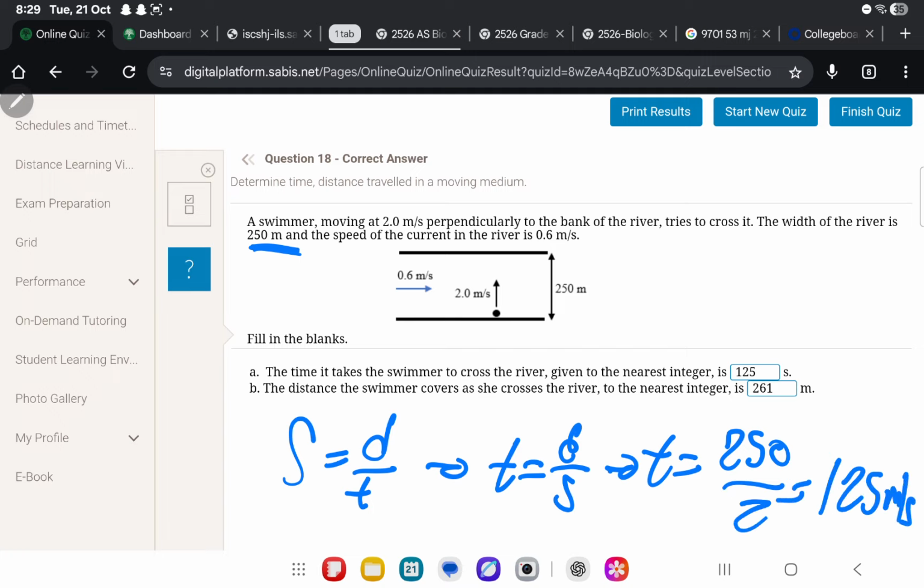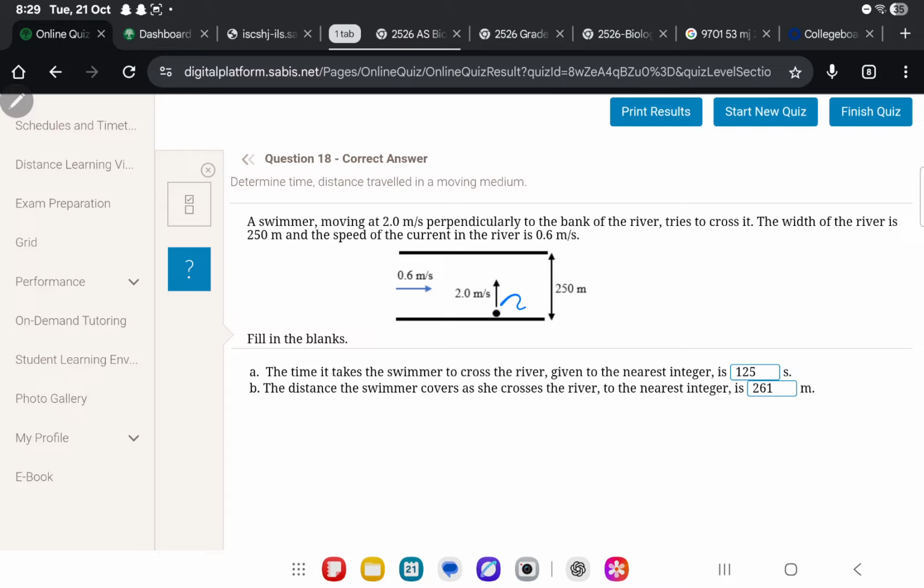Now, realistically, because you're seeing it relative to the ground, she is not going to move in a straight line, she's going to move with a drift, right? So when you calculate the drift, already you're going to have 250 meters, but then you have to calculate the drift. The drift is how much? The river is pushing this poor swimmer at a rate of 0.6 meters per second, right? For how many seconds? We said 125 seconds. Every second it's pushing 0.6 meters away, right? So calculate it, 0.6 times 125, you get 75 meters, right?